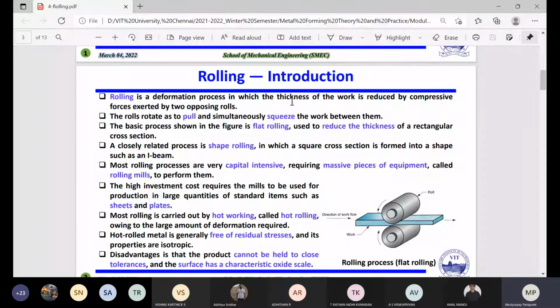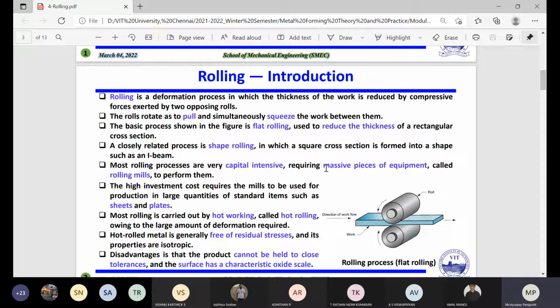You have the initial thickness here, and you reduce it from the original thickness by a compressive force created between the two rolls. The rolls rotate so as to pull and simultaneously squeeze the work between them. So there are two things here: the metal piece you put in from the raw material side is pulled by the rolls, and at the same time it is squeezed by the two rolls.